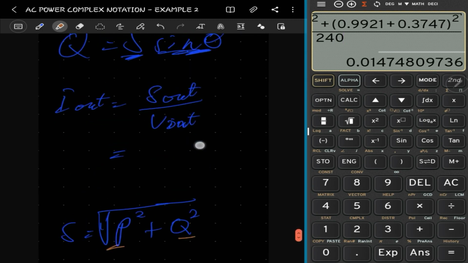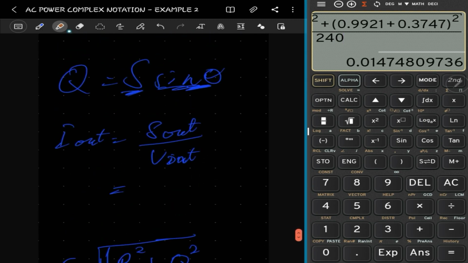But then remember, let's see. Remember that the unit for S is in what? Kilo volt amperes, all right? And this is just volts, right? So that means that there's some 10 to the power 3 there, right? So that means that we have this. So the unit is very important. 0.01, let's do 4 dp. 47, right?